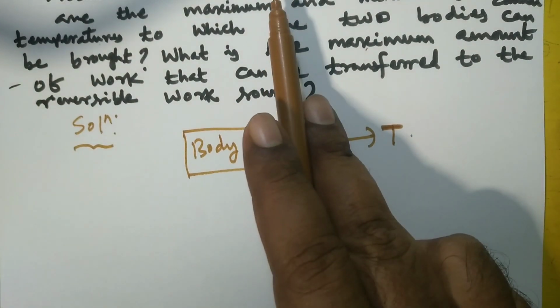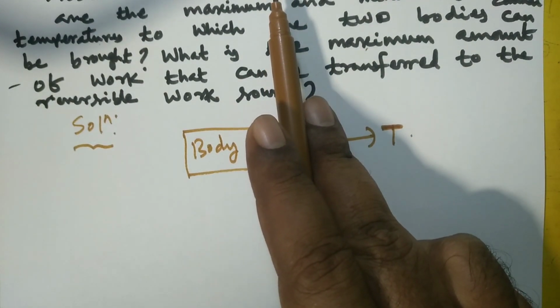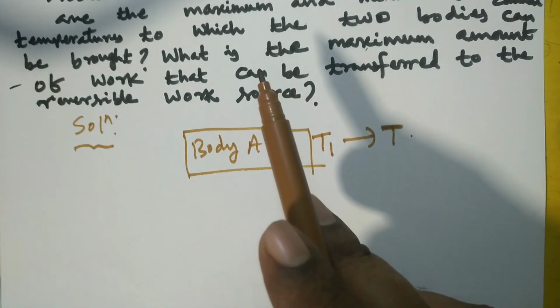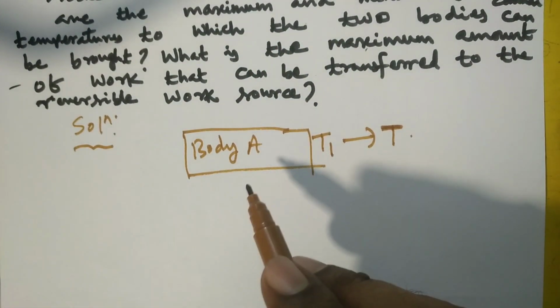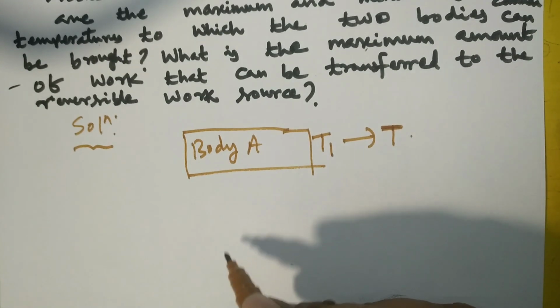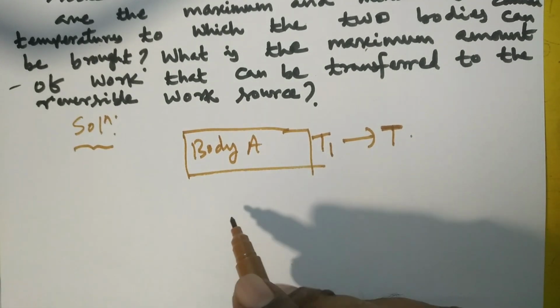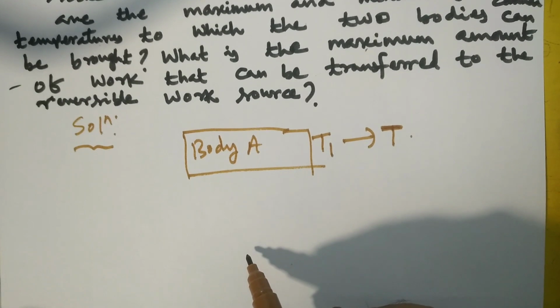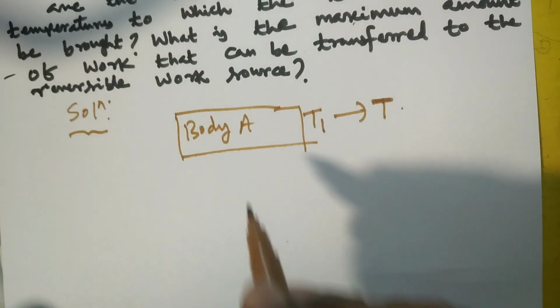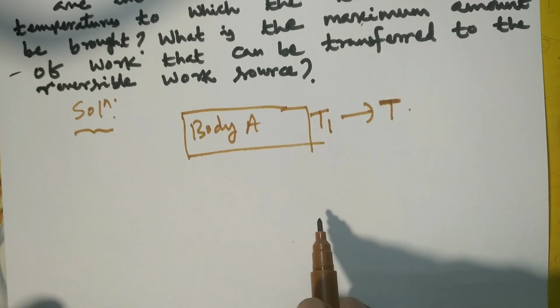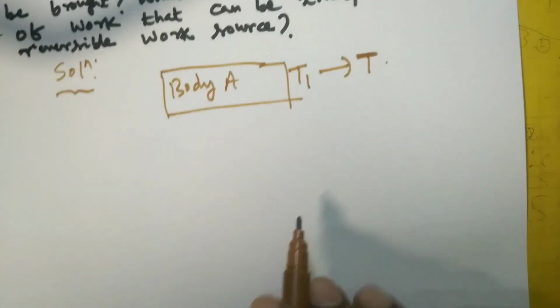The temperature of the high temperature body, that is 400 Kelvin, will go down, and the temperature of the low temperature body will go up. So the final temperature will lie somewhere in between. So you have to find out that final temperature, especially when the maximum amount of work is produced.